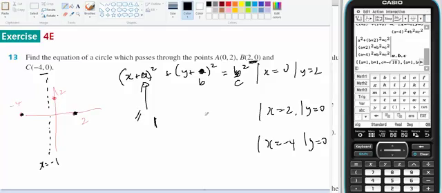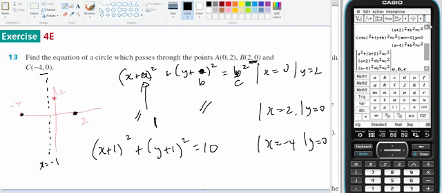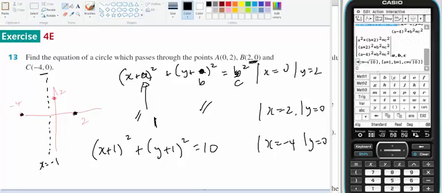b equals 1, and c could equal -√10 or +√10, which means my equation is (x + 1)² + (y + 1)² = (√10)², or 10. And just as a confirmation, I'm going to take this, copy, paste, and I know that that's 1, and I know that that's 1, and I know that that's 10. That's my equation.